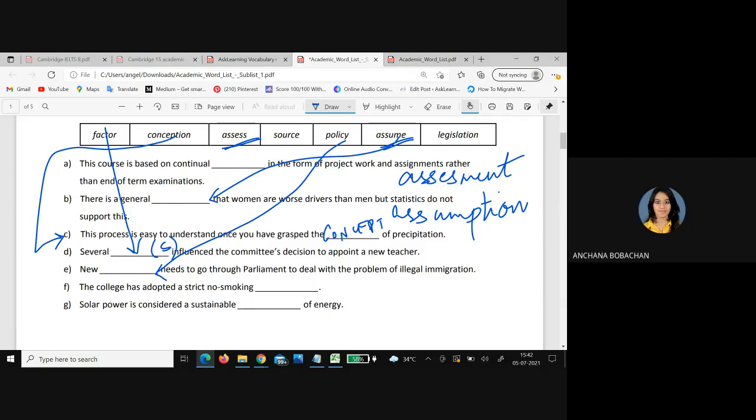Policies. Okay. All right. Any other word? Did anyone feel there is any other word? Legislation. Okay. New legislation. New legislation needs to go through the parliament.